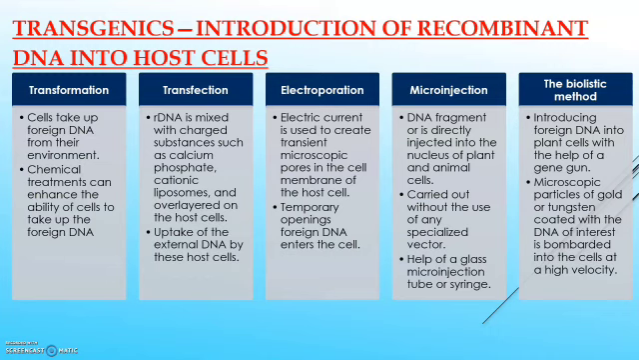And the next method is the biolistic method. It was developed for introducing foreign DNA into plant cells with the help of a particle gun, which is also called a gene gun. During this method, microscopic particles of gold or tungsten coated with the DNA of interest are bombarded into the cells at high velocity. The bombardment of the particles is carried out with the help of a mechanical device called a particle gun.